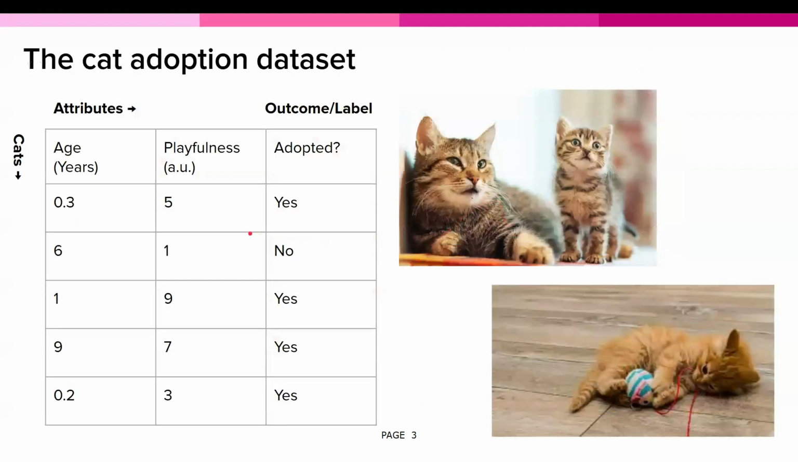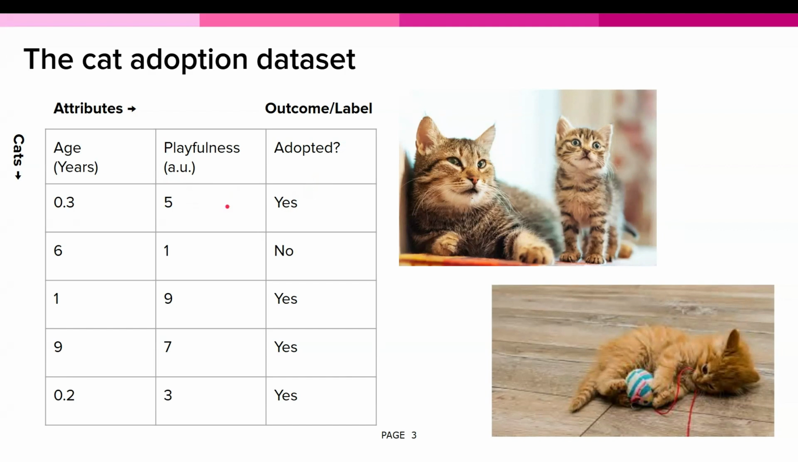So, let's imagine that the shelter's collected a lot of historical data about the cats. This table depicts the data set. Each cat represents a row about which we have information concerning its age, as well as how playful it is on a score of 1 to 10. And then whether or not it was adopted within 30 days of this information having been collected.